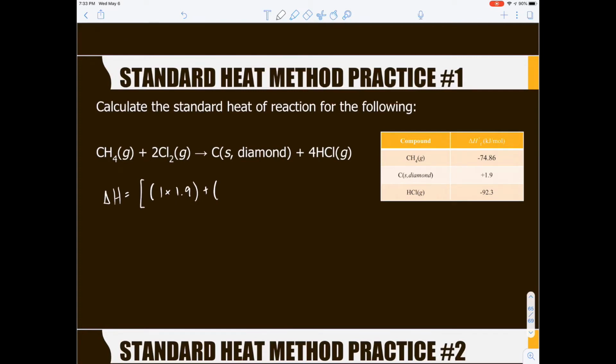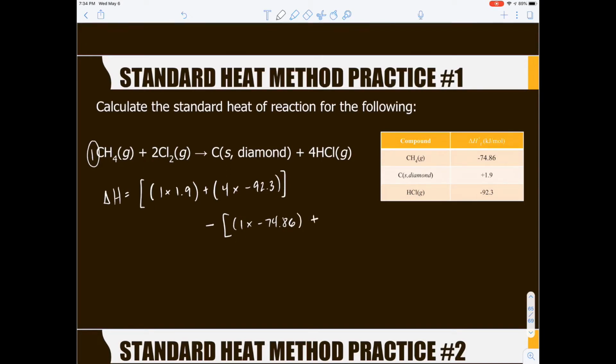Okay, Dane, how do I do the HCl part? He says you do 4, which is the coefficient of HCl, times the heat of formation of HCl, and he's right. Okay, I might have made this too big. I'll do this down here. Okay, we're going to do reactants. Andreas, how do I do that? He says, okay, you do 1 times, because that's its coefficient, 1 times the heat of formation of methane. He's so right that that is methane, negative 74.86.